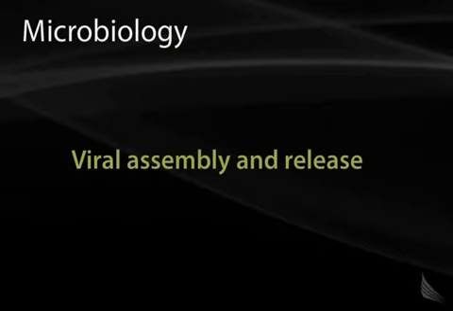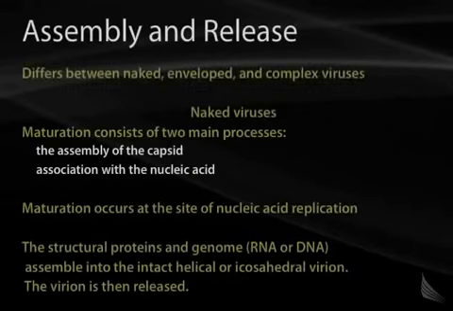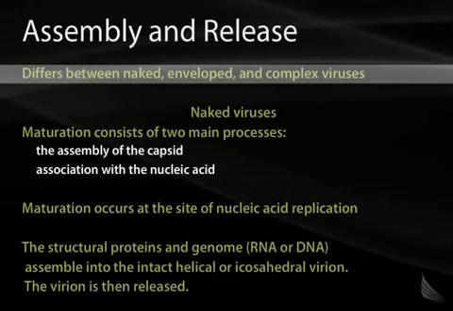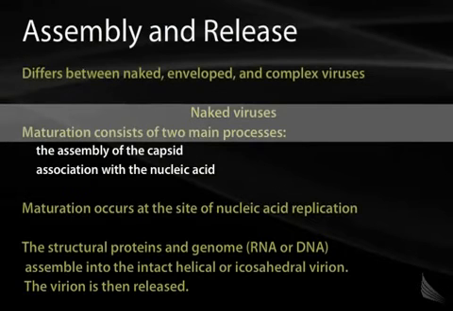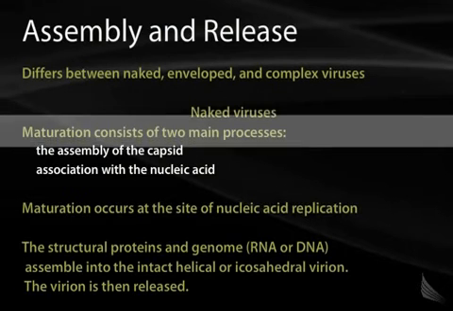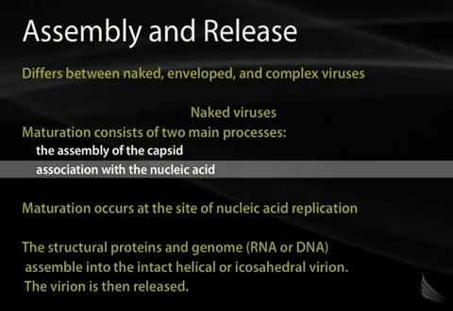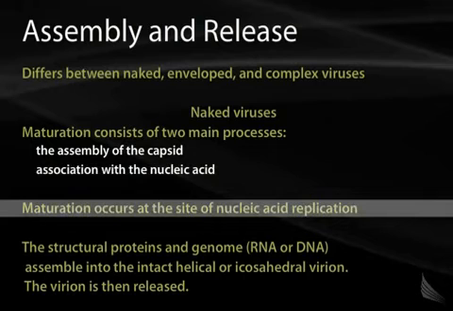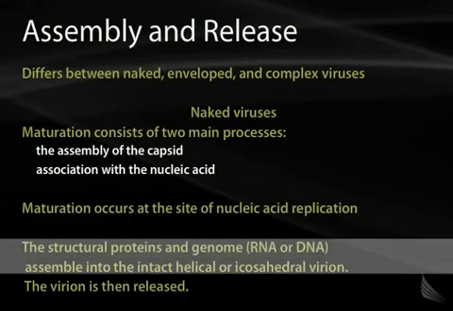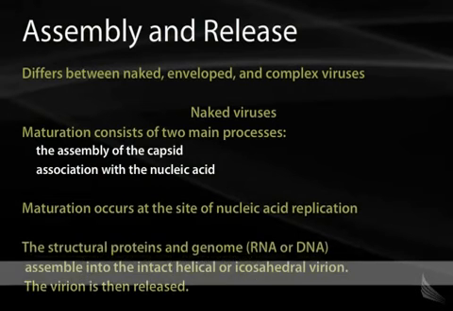This is Microbiology Module 27, Viral Assembly and Release. Assembly and release differs between naked and enveloped and complex viruses. A naked virus has maturation, which consists of two main processes: assembly of the capsid, which is usually done by late proteins, and association with nucleic acid, which is synthesis. Maturation occurs at the site of the nucleic acid replication, regardless of what's going on. The structural proteins and genome, RNA or DNA, assemble into the intact helical or icosahedral virion, and then it's released.